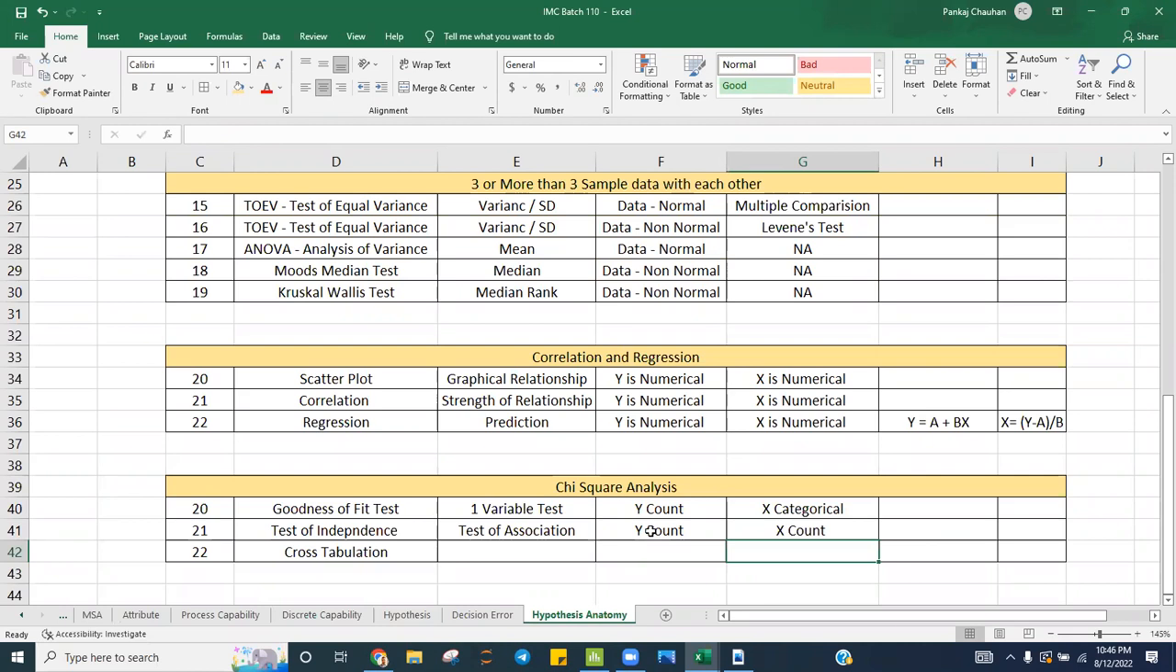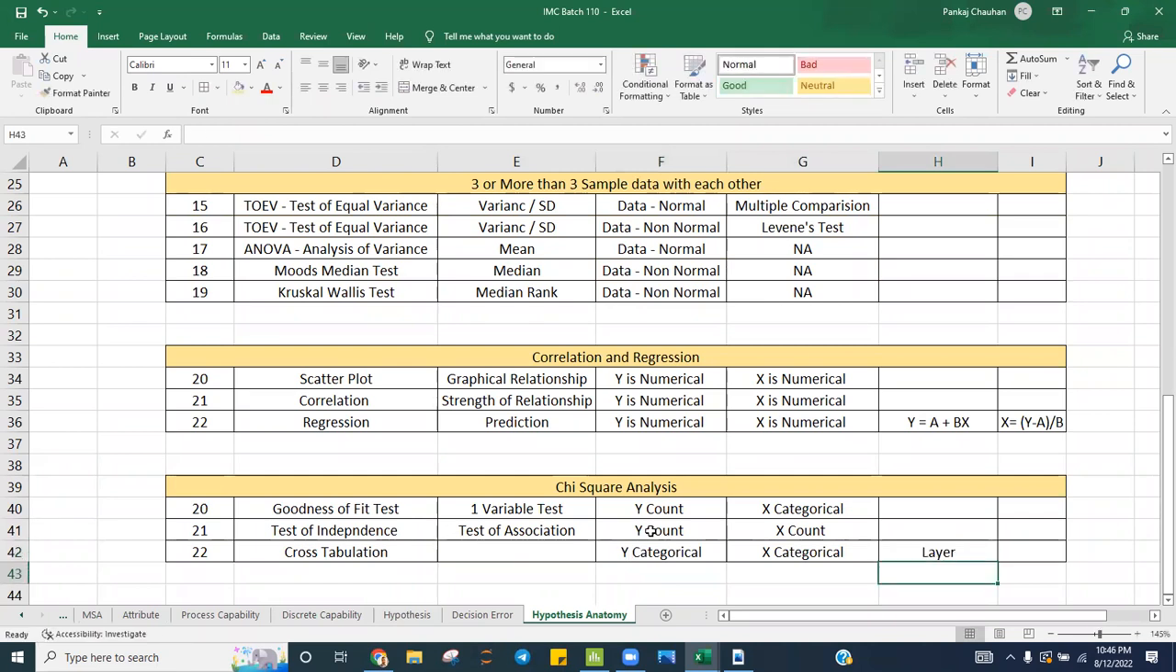Cross tabulation, there is no name. When your y is categorical, which again Minitab will automatically convert into the count, your x is also categorical. And at the same time, you have the layer as well.